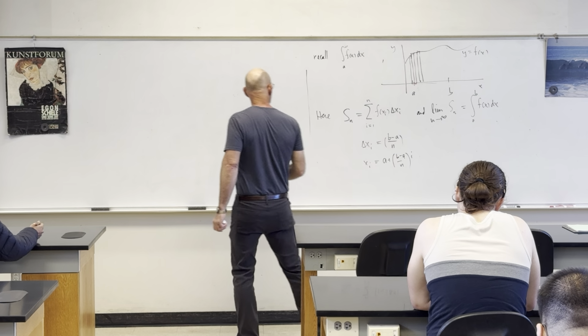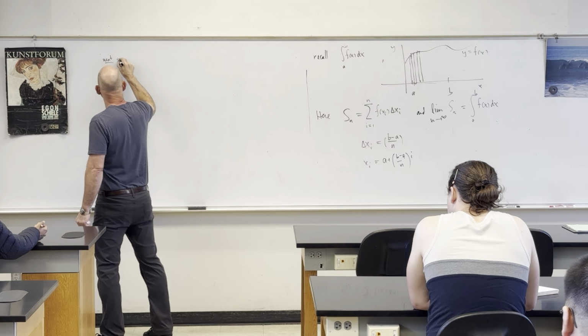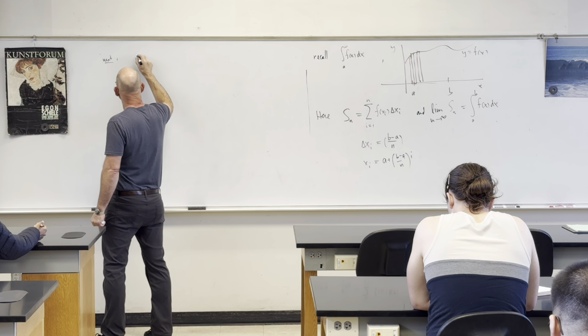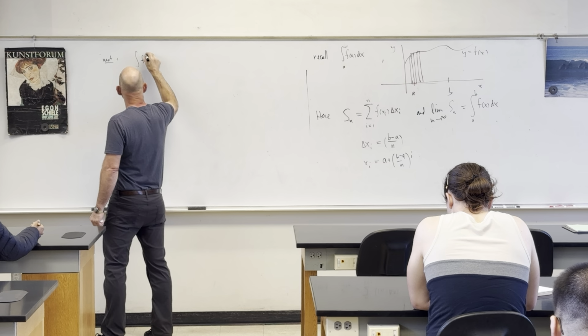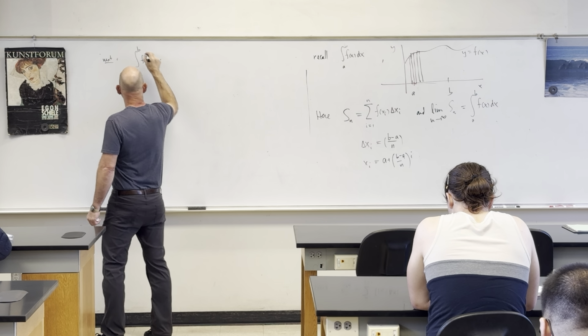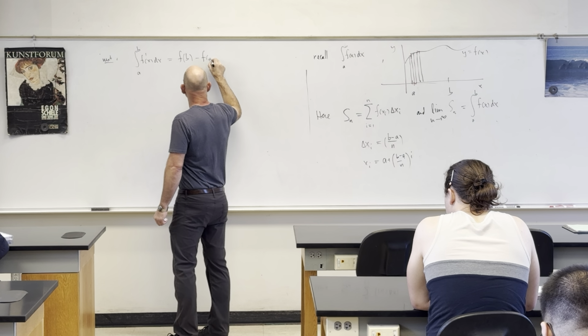So the next thing we have: the integral of f prime of x dx from a to b is equal to f of b minus f of a. Okay.